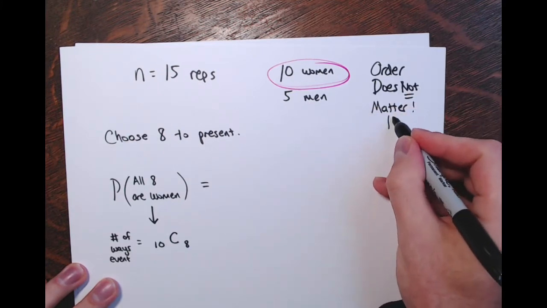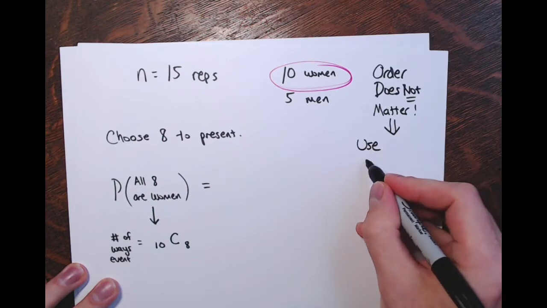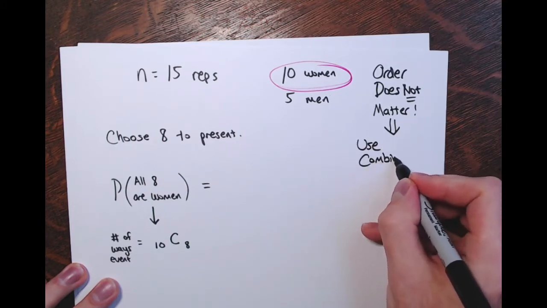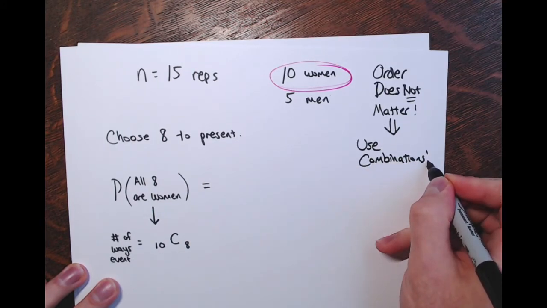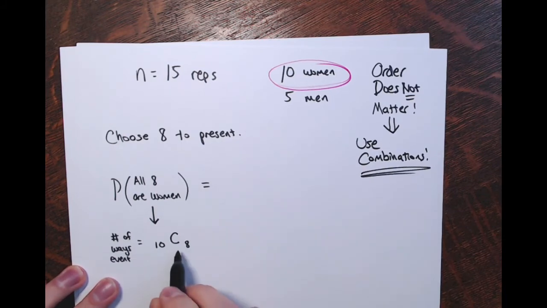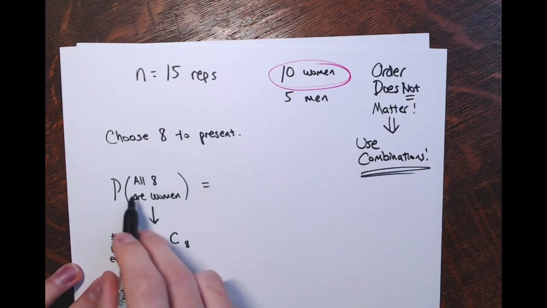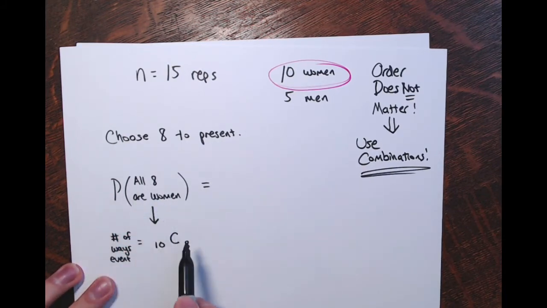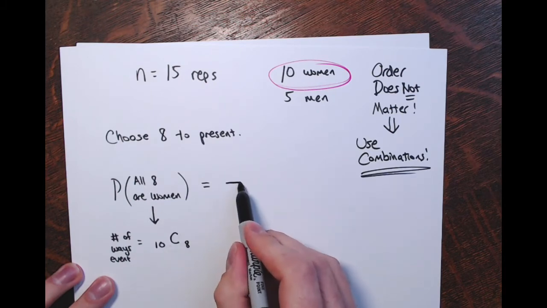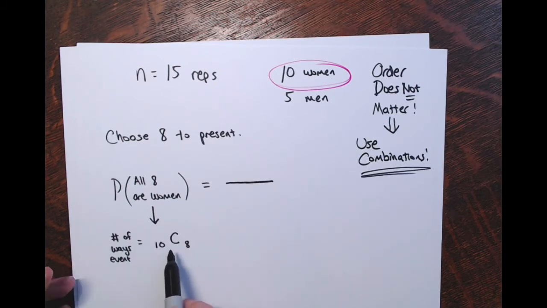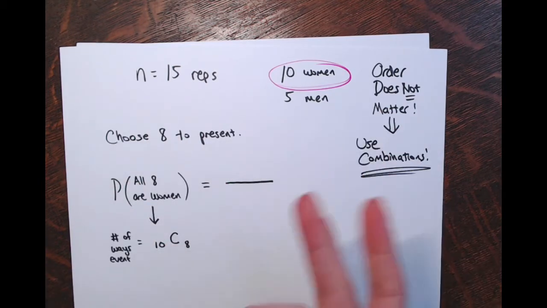Order does not matter, meaning I'm using combinations, which I've done here. So this probability, the probability of all 8 being women, well, the numerator is going to be how many ways can they all be women. Again, I can't choose from the 15. I can't choose 8 people out of the 15 because I might choose some men.